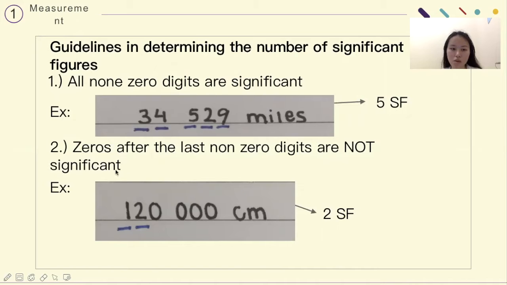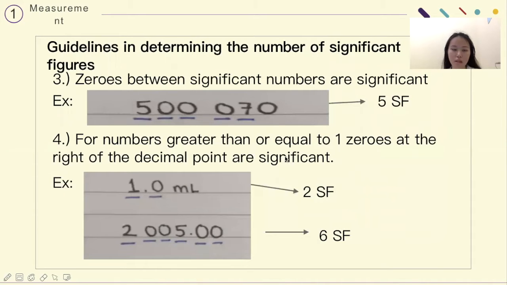And then number 2, zeros after the last non-zero digits are not significant. For example, 120,000 centimeters. 1 and 2 here are significant numbers. So there are a total of 2 significant figures for this example. Number 3. Zeros between significant numbers are significant. For example, 500,070. 5, 0, 0, and 7 here are all the significant numbers. So there are a total of 5 significant figures for this example.